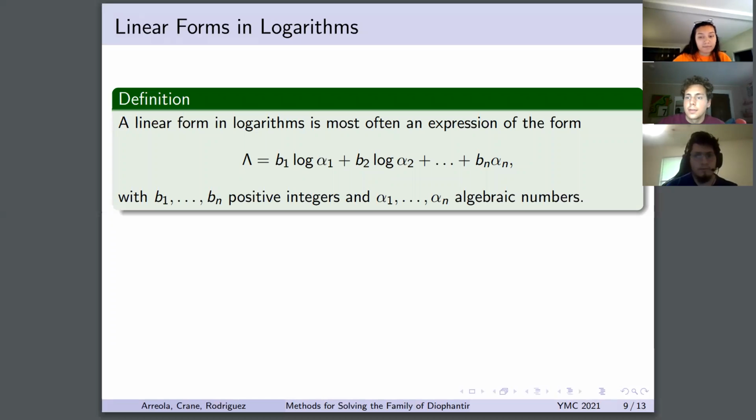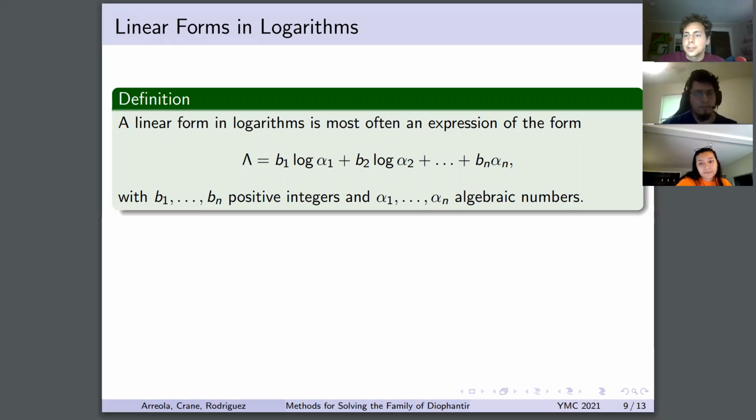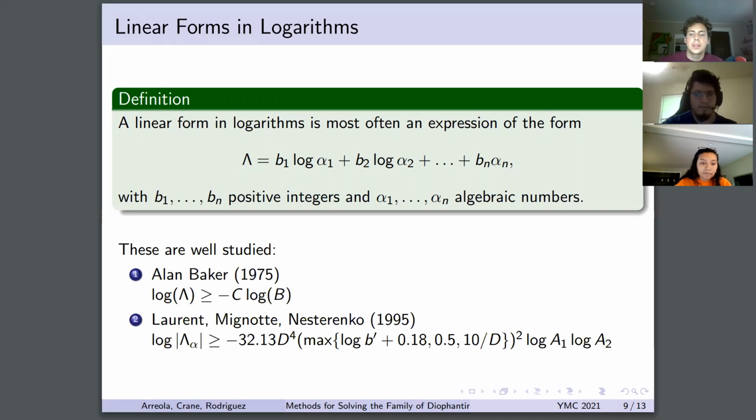All right. So to introduce linear forms in logarithms, it's probably best to start off with a definition. What is a linear form in logarithms? It's usually denoted lambda, and it looks like what you see on screen right here. The b sub i are all integers, the alphas are algebraic numbers, and it's just a linear combination of logs of them. And so these objects are important because they're really well studied.